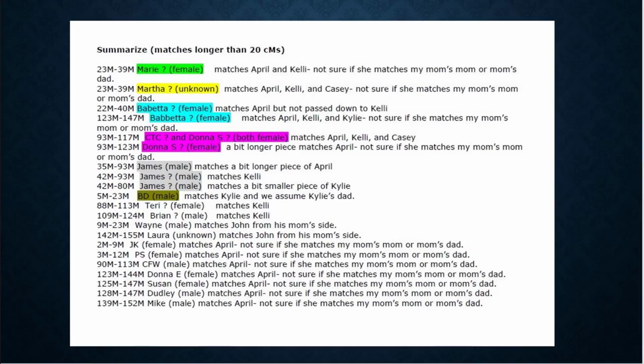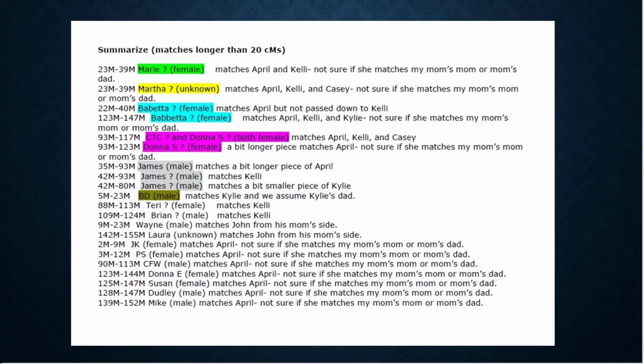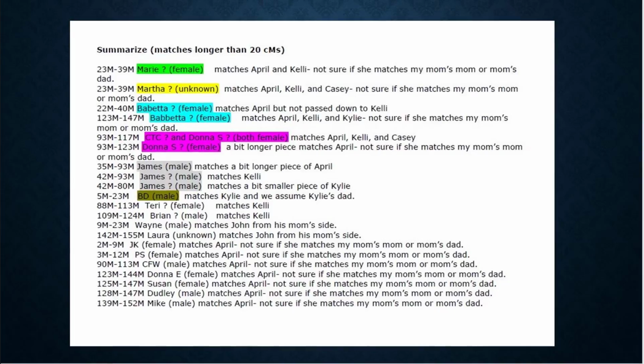But then if someone like Babetta or someone like James contacts me and says, how are we related? All of a sudden for James, I know that he matches my mom. He's got a longer piece than my mom. He's got a match to me, and then he matches a bit smaller piece of my daughter. But I know automatically that James is a match on my mom's side. So it gives me something to go on with how am I related to James.